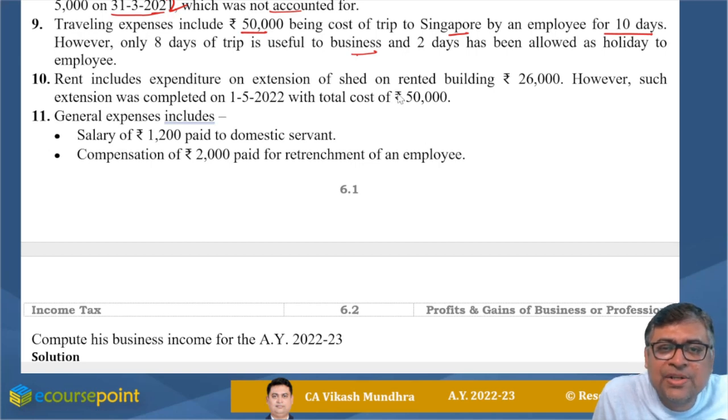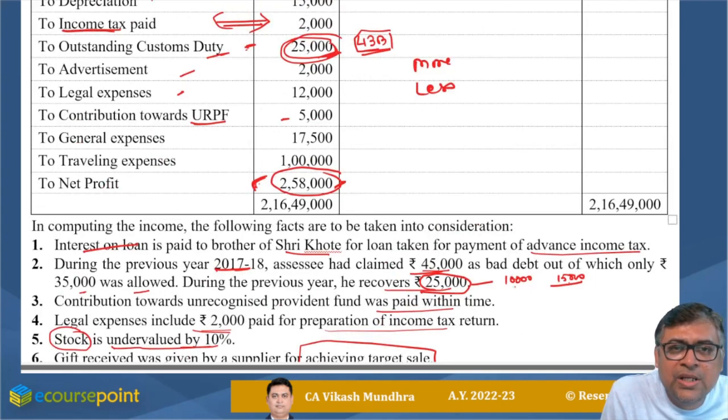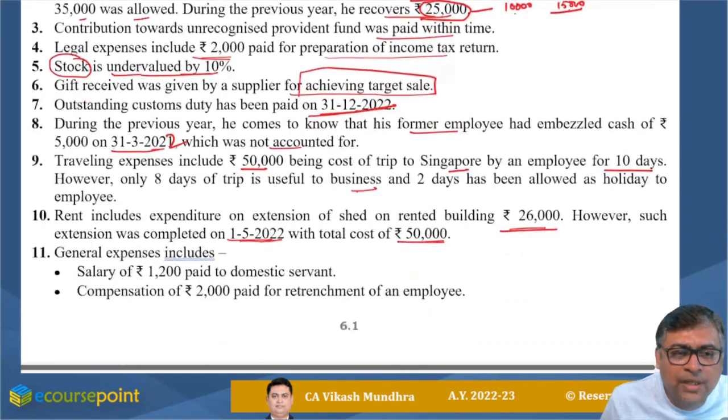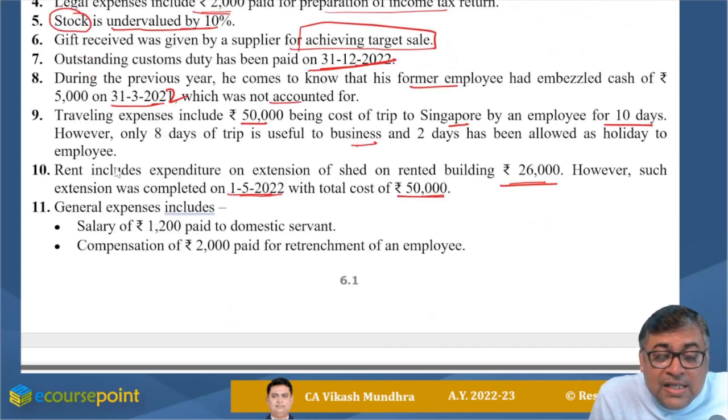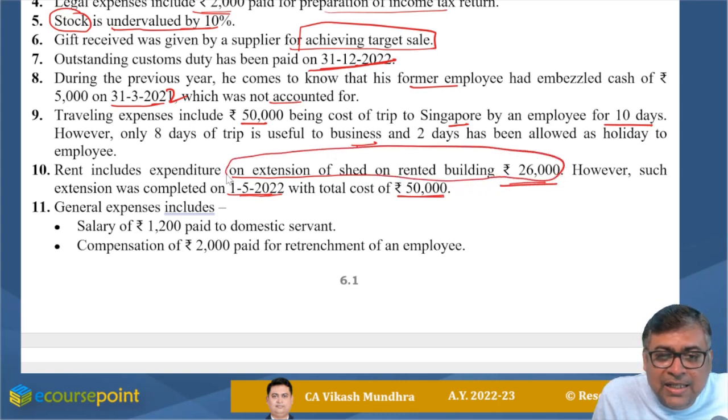Rent includes expenditure on extension of shed on rented building rupees 26,000. However, such extension was completed on 1st May 2022 with total cost of rupees 50,000. Here, the rent expenditure debited into PL is rupees 50,000. Out of this 50,000, it is mentioned that this rent expenditure includes expenditure on extension of shed on rental building. That means this is a capital expenditure, and this extension was completed in the month of May 22. That means extension was not completed during the previous year.